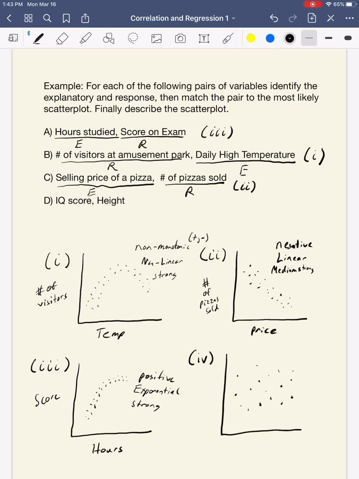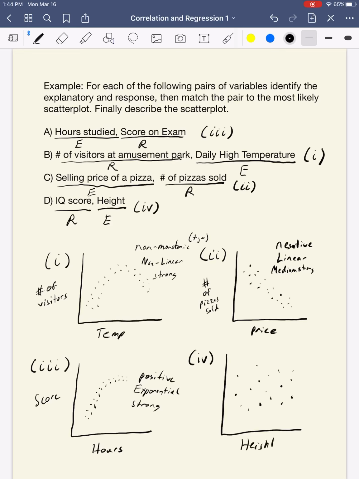Finally, we'll go up to D and we'll see that we're trying to look at IQ score and height. Now, probably a lot of us suspect that these are unrelated, and that's definitely the case, but let's imagine we were investigating that, what would we say is explanatory? Well, it doesn't make sense to say that your IQ explains your height, because height is something that's preset for people, and you are the height that you are. So we'd expect height to be the explanatory, while IQ score is the response. And of course, by process of elimination, this is associated with scatterplot form.